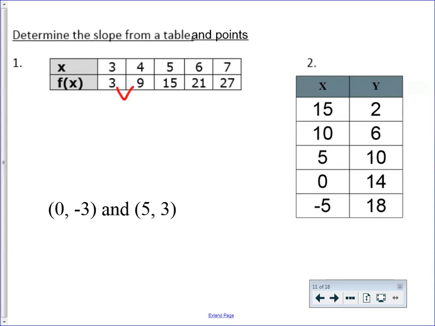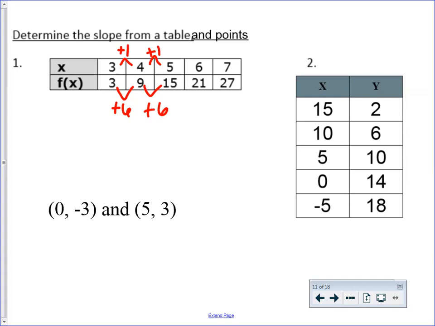So 3 plus what gives me 9? Plus 6, okay? 9 plus what gives me 15? Plus 6. I can keep going, but I don't need to. I really only need to focus on one, but I do a second one just to double check myself. 3 plus what gives me 4? Plus 1. 4 plus 1 gives me 5.